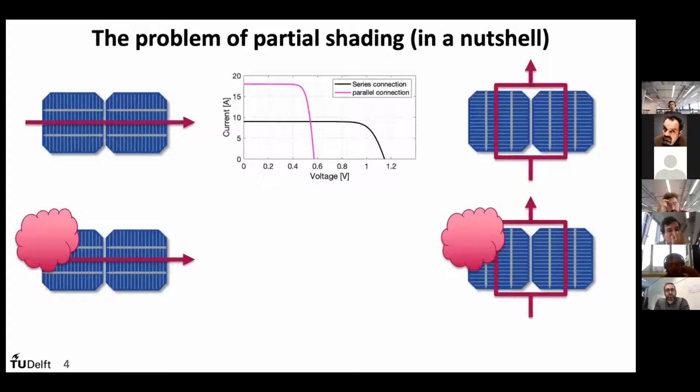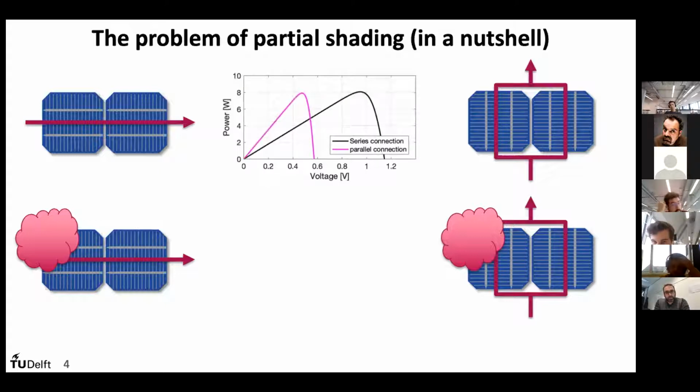When it comes to uniform conditions, this is what happens with the two connections. When we have a series connection, the dark black line, we see that the voltage is increasing because they are connected in series, and the current is more or less the same as for a single solar cell. When we have a parallel connection instead, the voltage is not increasing, it's just the voltage of one cell, but the currents sum up, and we end up with a higher current.